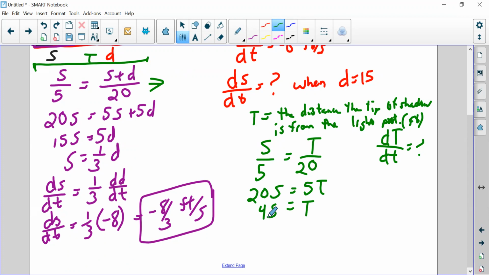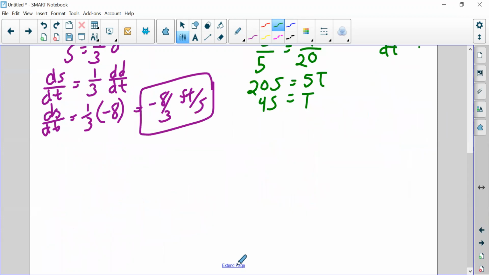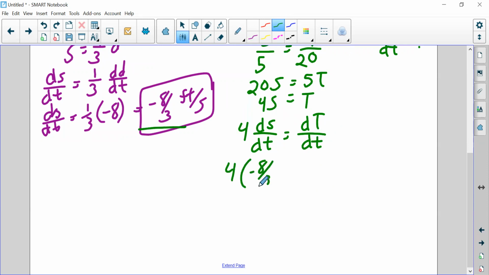So I can differentiate that, just like we've been doing. And the derivative of the left-hand side would be dT over dt, and that equals 4 times dS over dt. And we know dS over dt because we figured it out in part 1. And so what would that give us?